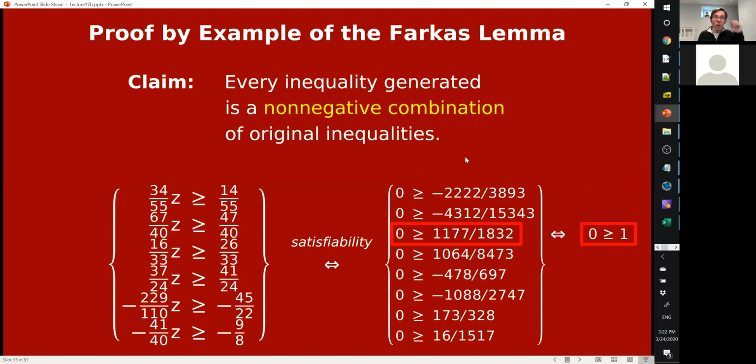And now I want to make a key claim. What I want to claim is that every inequality that you generate in this whole Fourier-Motzkin elimination algorithm is a non-negative combination of the original inequalities. And in particular, if that's true, then it means even this last one, in the unsatisfiable case, 0 greater than or equal to 1, is a non-negative combination of the original inequalities. And that actually is going to prove the Farkas Lemma, right? That's what we're trying to show. When it's unsatisfiable, there's some way to add up the original inequalities with non-negative multipliers to get the blatant contradiction 0 is greater than or equal to 1.